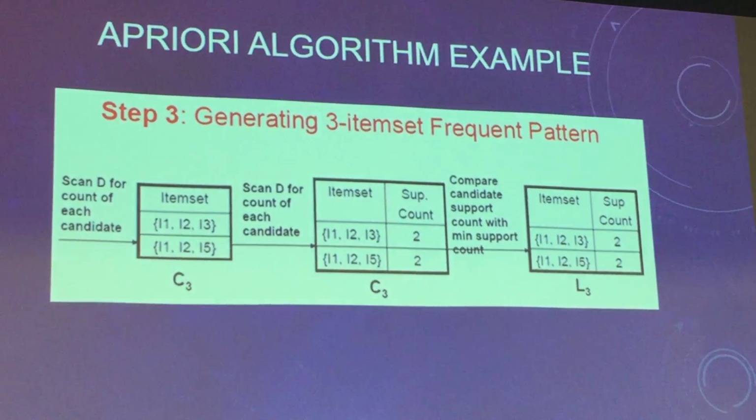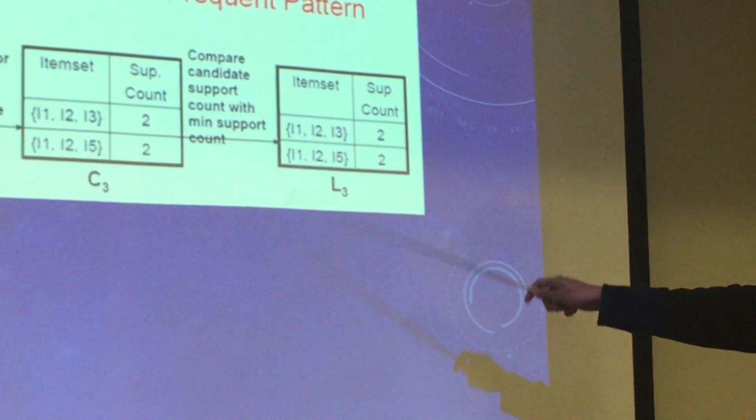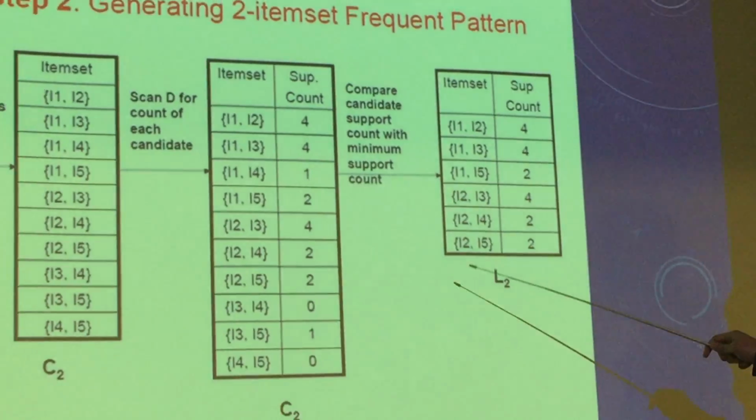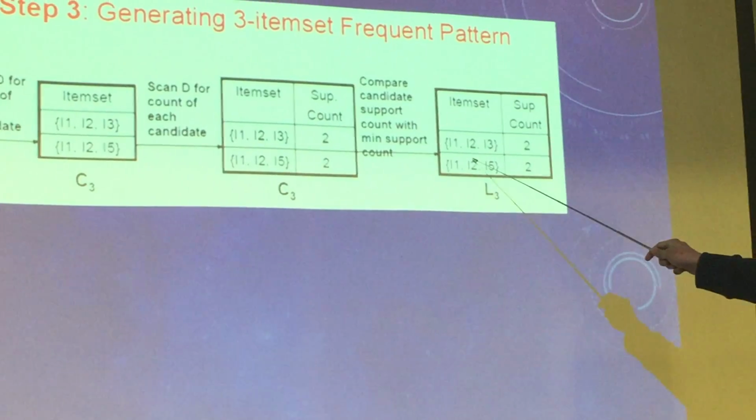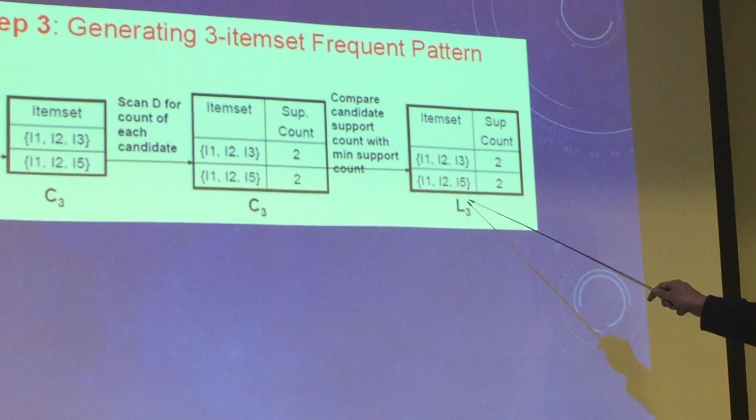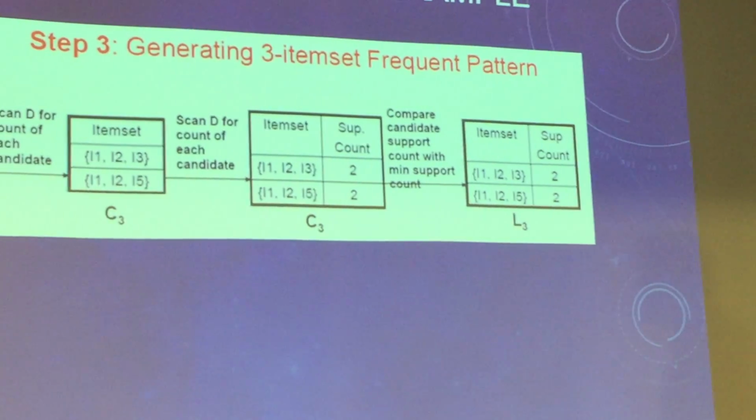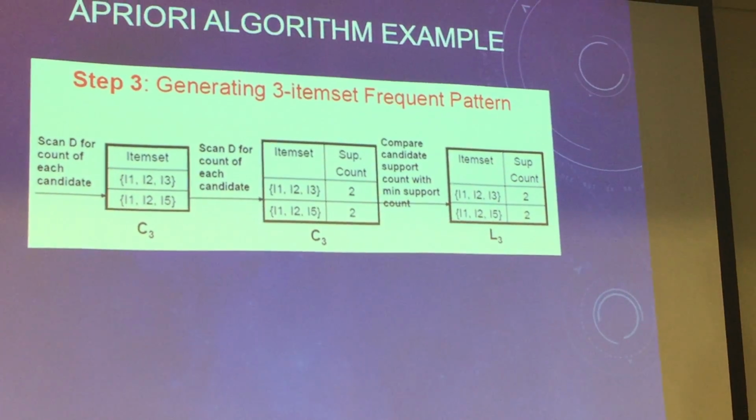So my question for you guys is, since L3 is a Cartesian product of C2, why did we only get I1, I2, I3 and I1, I2, I5? Why didn't we get I1, I3, I5? Did not have sufficient support count or confidence in the previous.